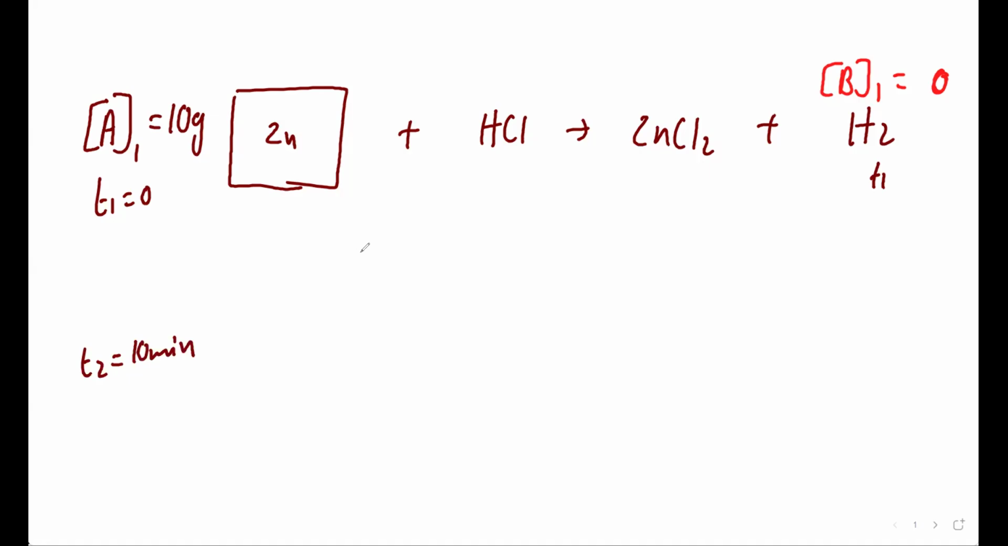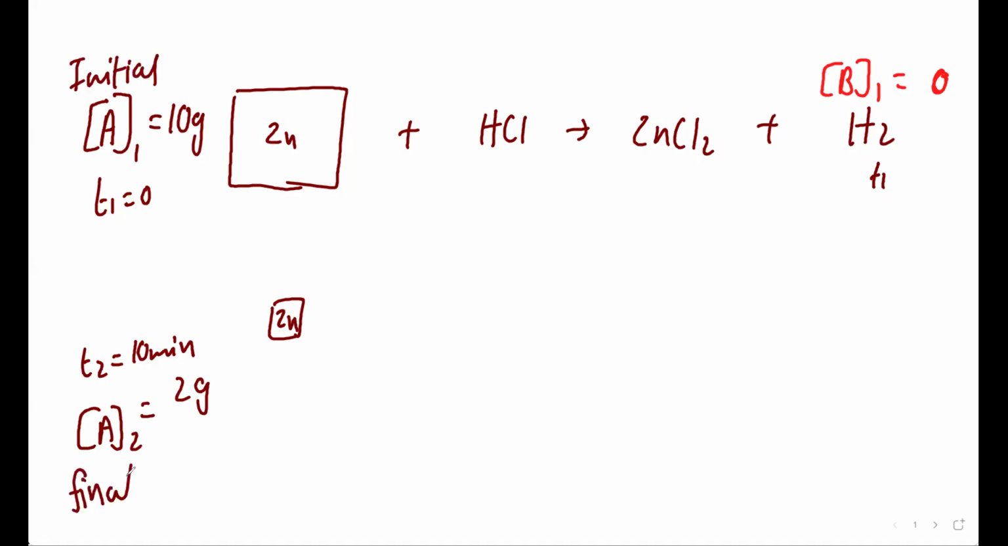Zinc is reacting with HCl. So what will happen to its size? It will decrease, na? So it has become this much zinc. Let us say it has become 2 grams. So what is my final concentration? A2. This is all my initial, and this is what, beta? Final.